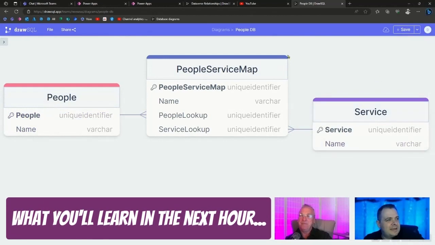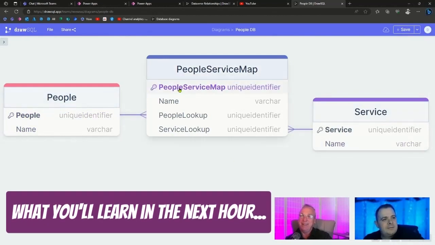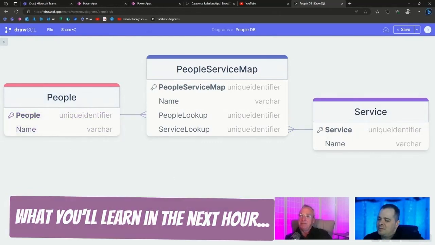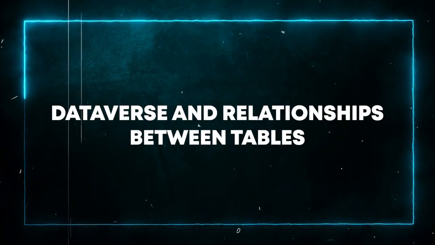So this is a simple 3-table app, and we've done one to many, and if you look at the 3 tables together, it's many to many. So, all right, guys. This is a little session. We're going to talk about Dataverse and relationships between tables.